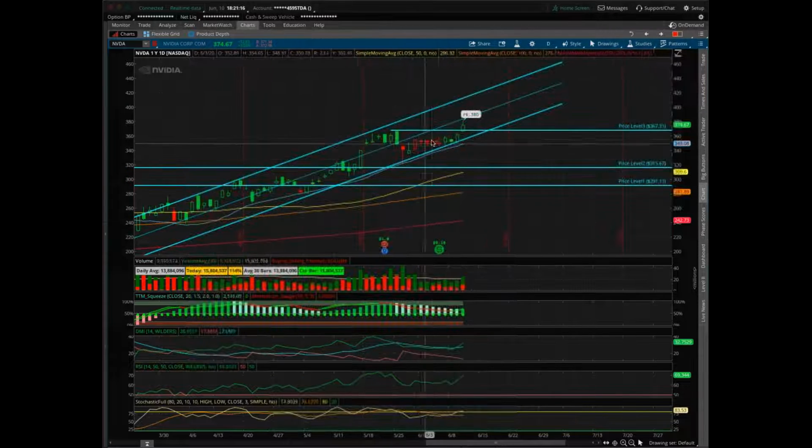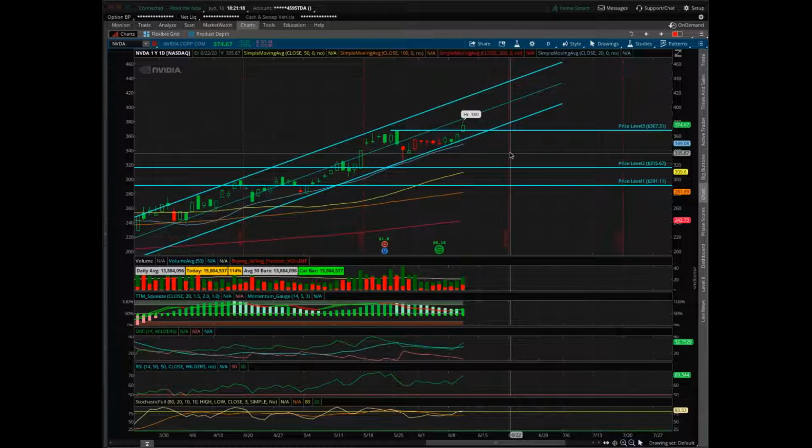Why? Now, why should this bullish channel continue higher? Anybody know? It's going to respect that channel. Why? Because it's on a bullish uptrend. But what's the saying? Your trend's your friend. Exactly. The trend is your friend.